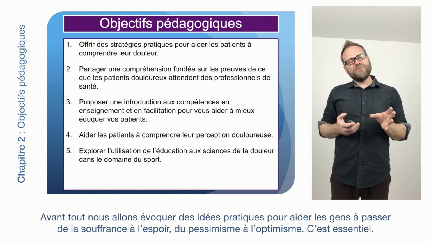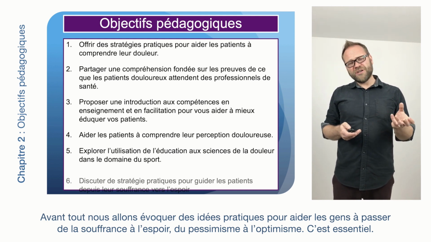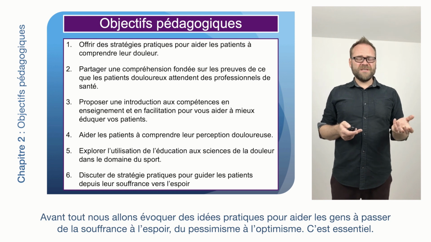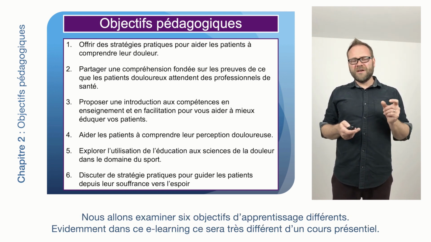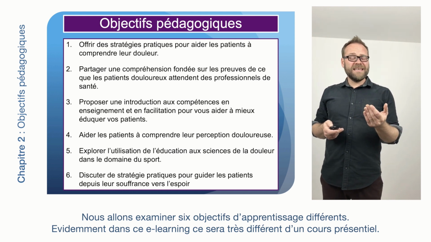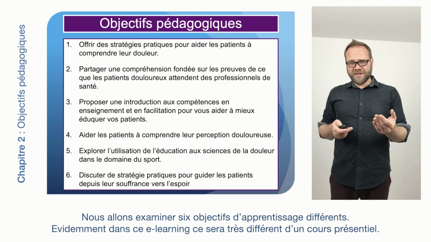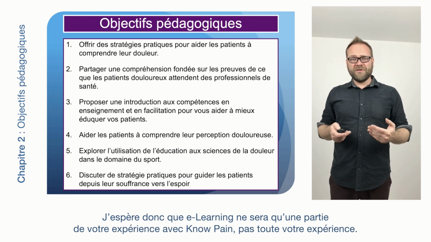And most importantly, we're going to start to look at how we can give you some practical ideas to help people move from hurt to hope, from pessimism to optimism. I think that's essential. So we're going to look at 6 different learning objectives. Now, obviously, this e-learning is very different to coming to a physical course. So I'm hoping that this e-learning is going to be part of your no pain experience, not the whole experience.